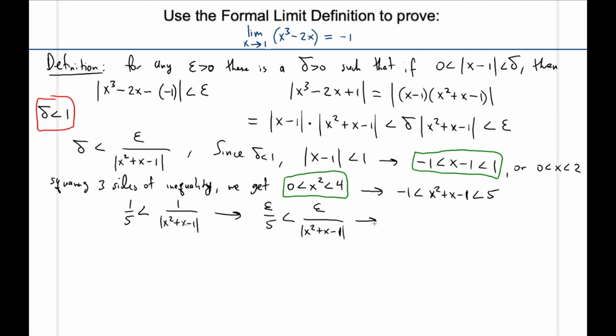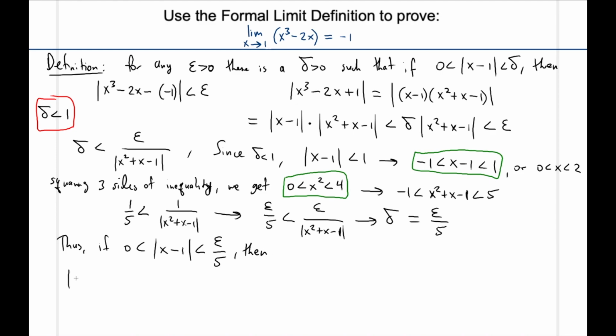And what does that mean? That means that we can actually set the delta being equal to that, right? Because both of these are less than the epsilon over x squared plus x minus 1, so we can set these equal. So delta could be set equal to epsilon over 5. Right, so now that we have that, we can easily finish this proof, and we can say that if 0 is less than the absolute value of x minus 1 is less than epsilon over 5, right? Basically, we're copying this, except we're replacing the delta with epsilon over 5.